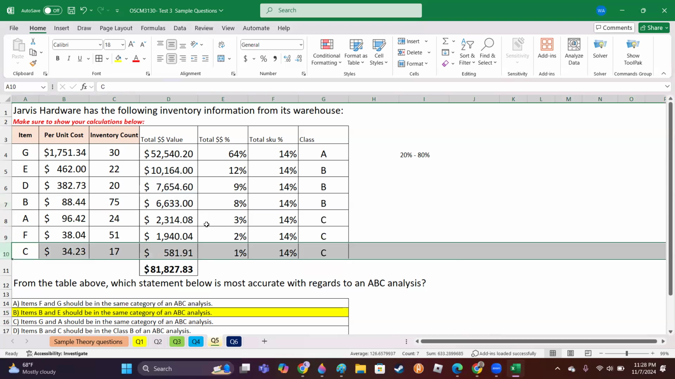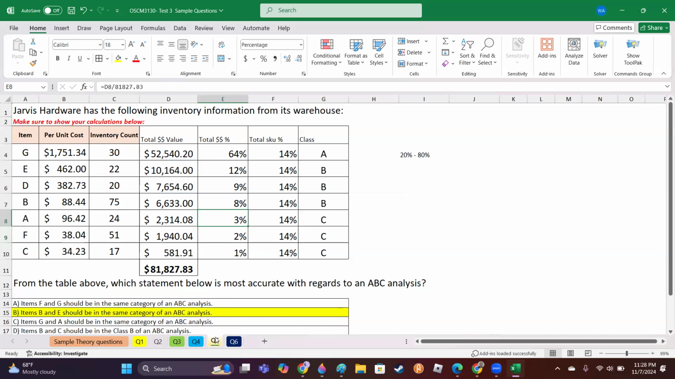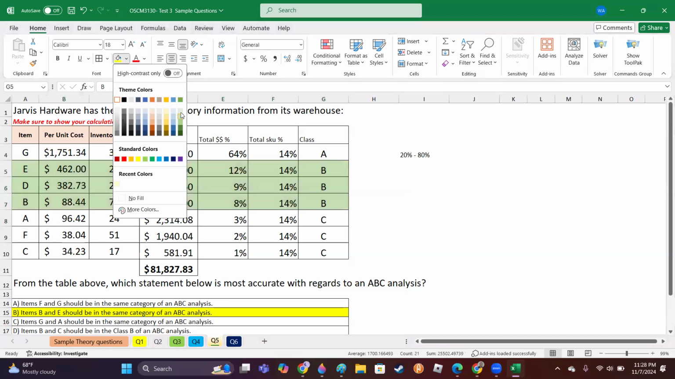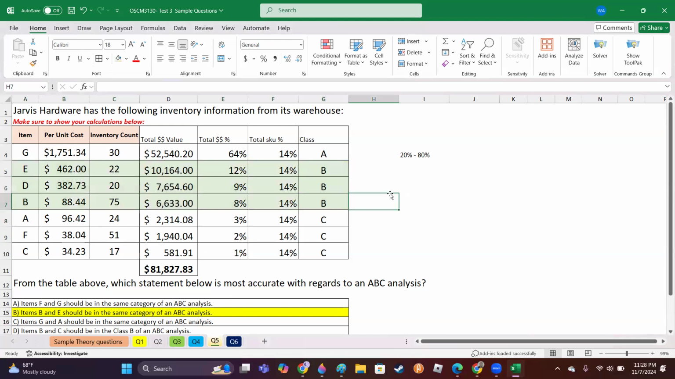Okay. So that's your ABC analysis. You end up with a table that looks something like this, where you can segregate them and have your A, B, and C in different categories here. As you're doing this, go back to the textbook, go back to the PowerPoint, figure out what the percentages are for A, for B, and for C. Okay. That'll be a guideline.